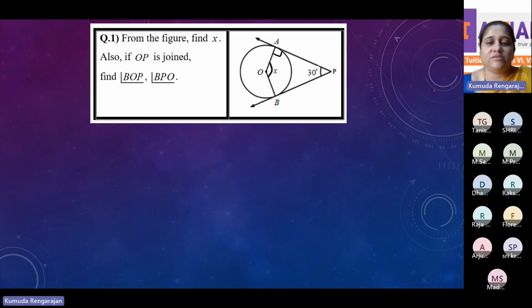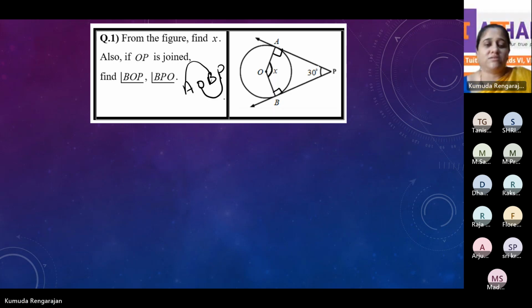See, by the theorem, this is 90, this is 90 by the theorem. And as A and B are opposite angles, in quadrilateral AOBP, A and B are opposite angles, O and P are opposite angles. So see, angle A and angle B. Angle A is 90, angle B is also 90.